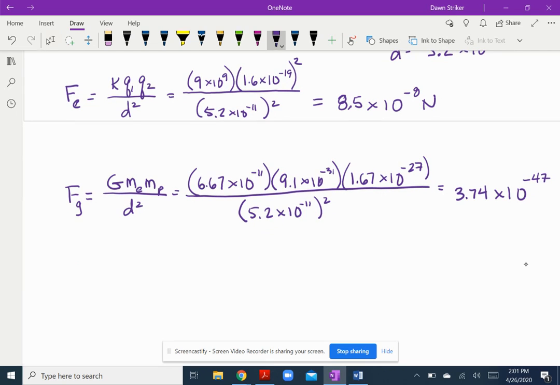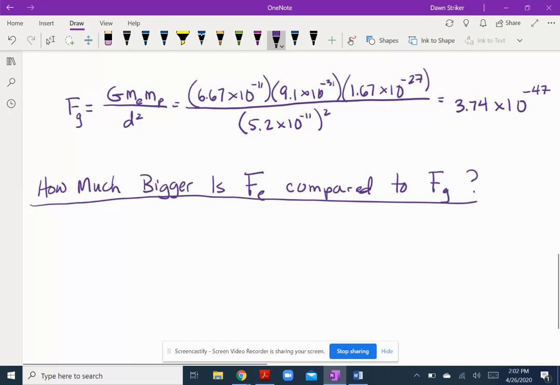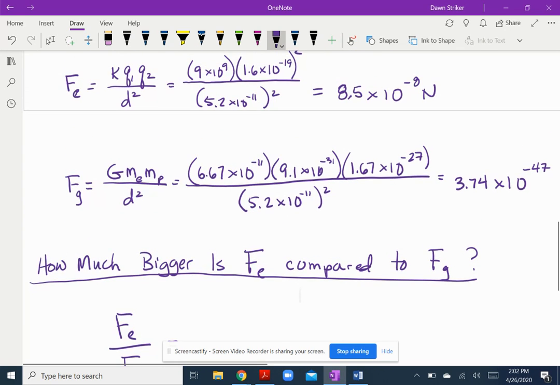How much bigger is the electrostatic force of attraction compared to the gravitational attraction? Well, the way to find that is just to divide them. Fe divided by Fg will tell me how many times bigger it is. And so I'm going to do that.